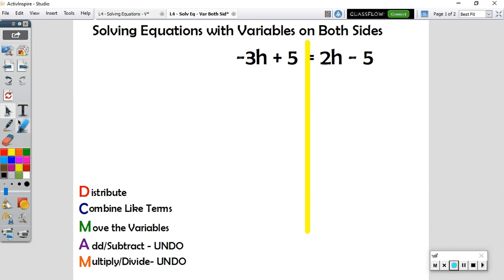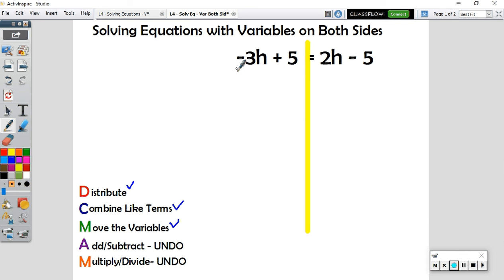And to decide if we need to combine like terms, we're going to look at this side first and see if there's any like terms, which there aren't. And then we'll look at the other side, see if there are any like terms, and there aren't. So we know that we don't have to do that step. So we don't have to distribute, we don't have to combine like terms. We need to look and see if we have to move the variables.